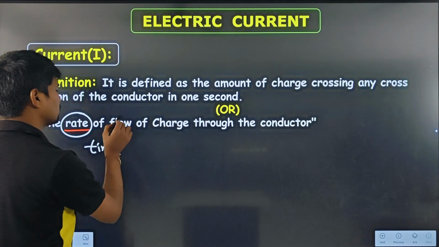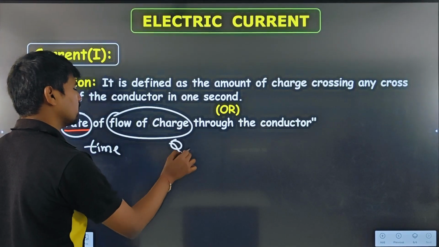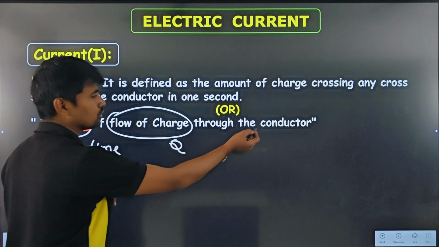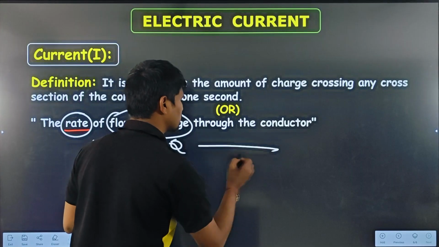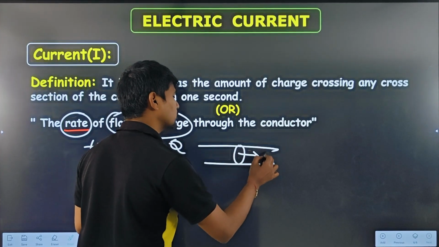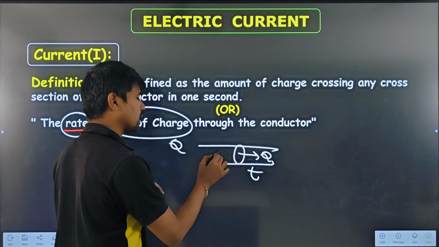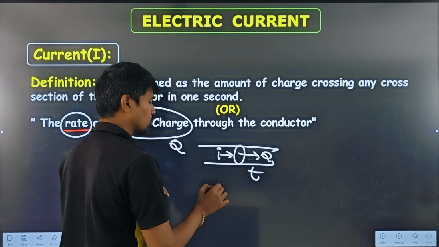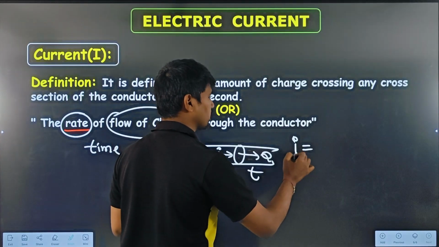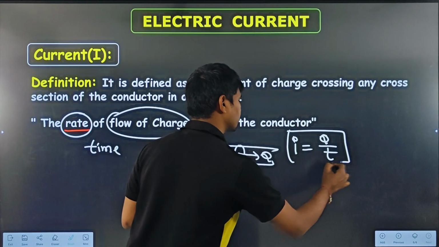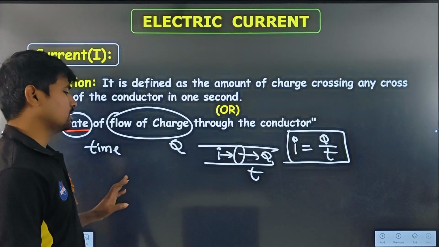Flow of charge. Charge means what here? Q. The rate of flow of charge through the conductor, how much charge is passing through the conductor in unit time, is nothing but electric current I. So from this, what we can write, children, is I is equal to Q by T. This is the formula.